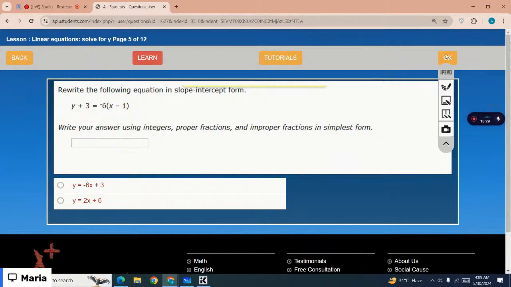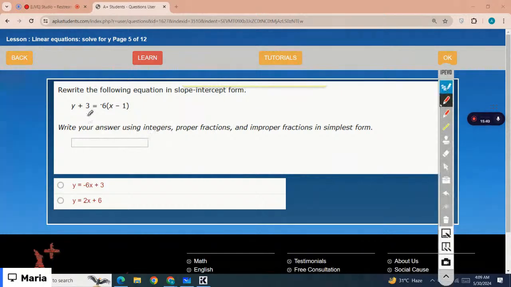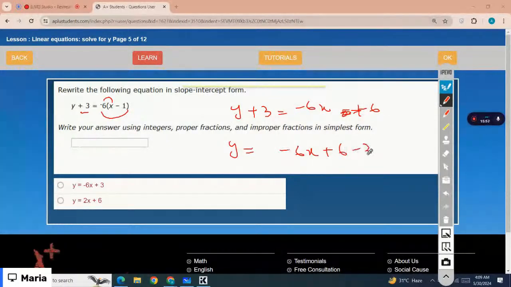The next one is y plus 3 equals negative 6 times x plus 1. So you have to do y plus 3 equals negative 6 times x is negative 6x, and negative 6 times negative 1 is positive 6, right? Now move that 3 to the other side. So y equals negative 6x plus 6 minus 3. So that is negative 6x plus 3.